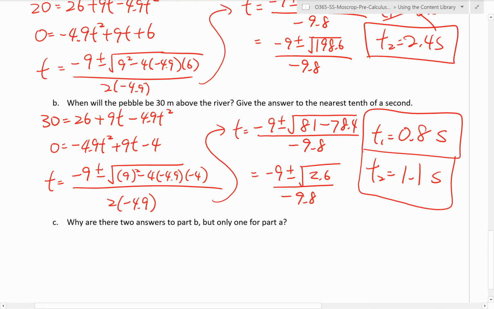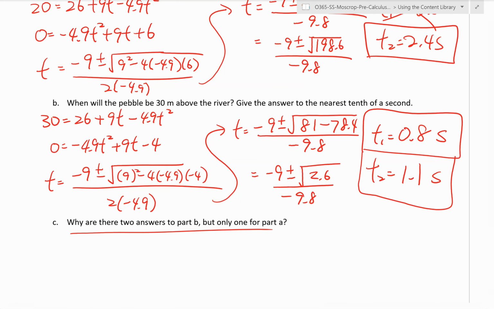Okay, so this is what you get. You should get two answers in this case, actually, 0.8 seconds and 1.1 seconds. Again, that's your equation, and then you just basically follow the same procedure. You should get these two answers. Now, here is the interesting part, okay? Part A has one answer, part B has two answers. Why? How come part A has one answer only, but part B has two answers? So I guess that's the question for part C. You think about it.